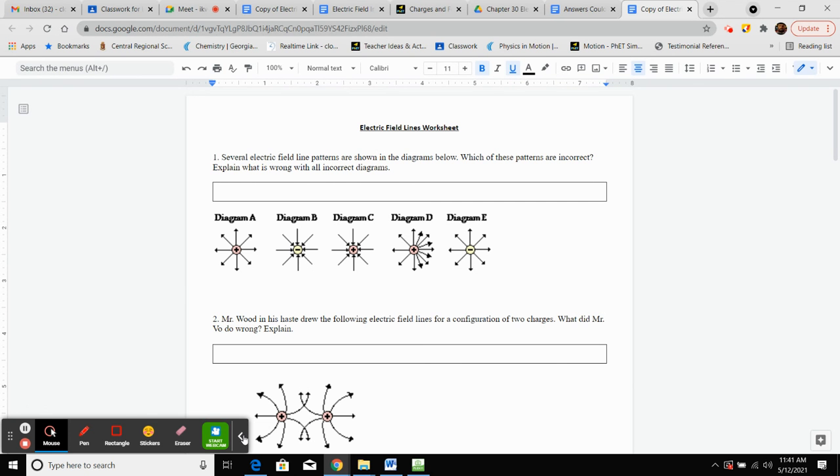So your second assignment today, guys, is going to be some problems with electric field lines. In the first one, it says you have several electric field line patterns shown in diagrams below. Which of these patterns are incorrect? Is there one, more than one? And then explain. Based on what we've talked about today from our simulation, the field lines come out of positive charge and go into a negative. So there should be two right off the bat. What would those be?